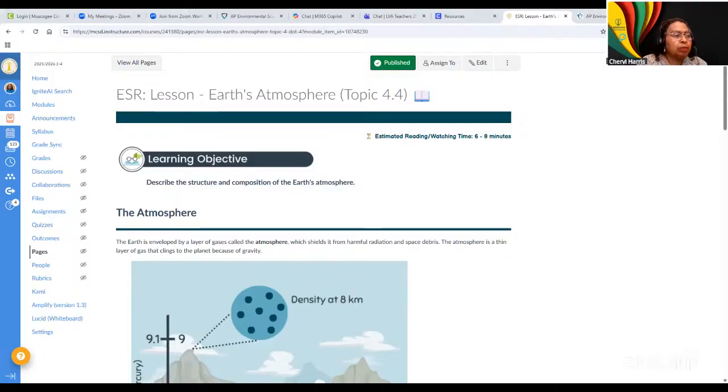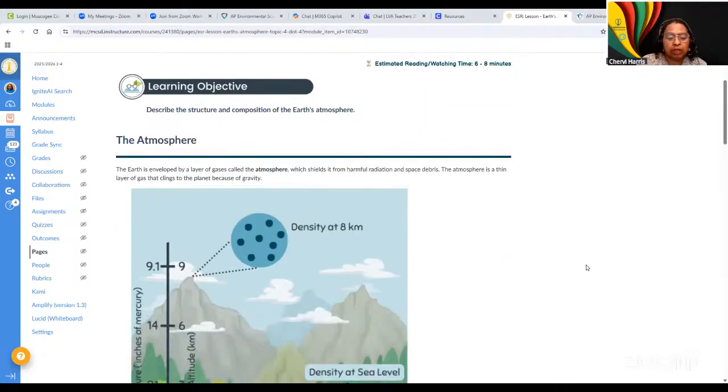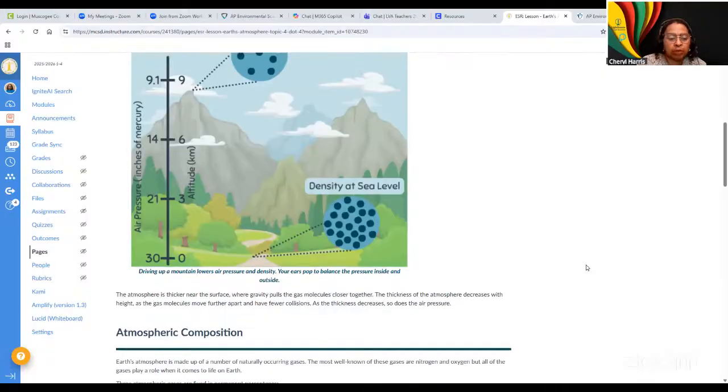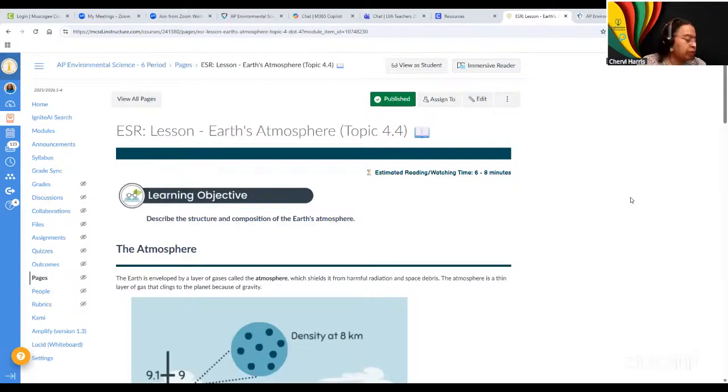All right. While we're waiting for everybody to come in, we're going to move on to 4.4. So if you can give that a look on Canvas while we're waiting. Some of you have not turned in your FRQ, so you can do that.